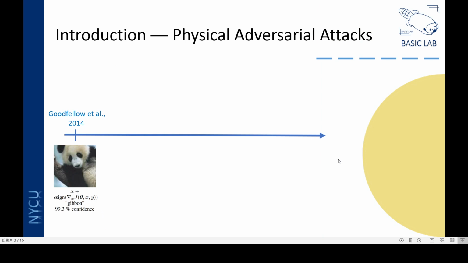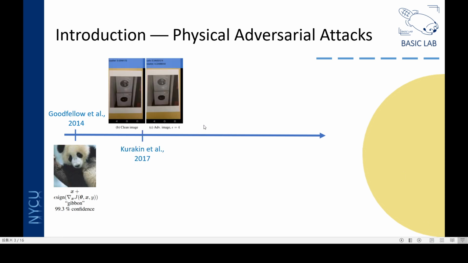So, in 2014, Ian Goodfellow found the existence of adversarial attack, which is some subtle noise that is capable of hugely impeding artificial intelligence. In 2017, Kurakin found that adversarial attack doesn't only exist in the digital domain, but it is also capable of being created in the real world.